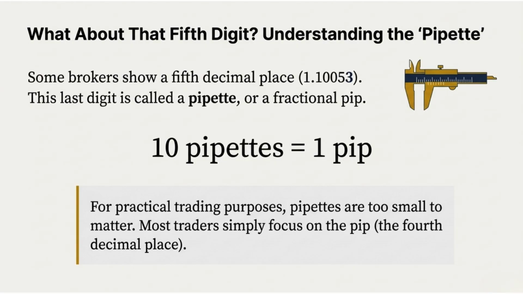It sounds like something you'd use in a chemistry lab. Very precise, perhaps. Perhaps a little too precise. That's a good way to put it. It signifies extreme precision. The conversion is easy enough to remember. 10 pipettes equal 1 pip.